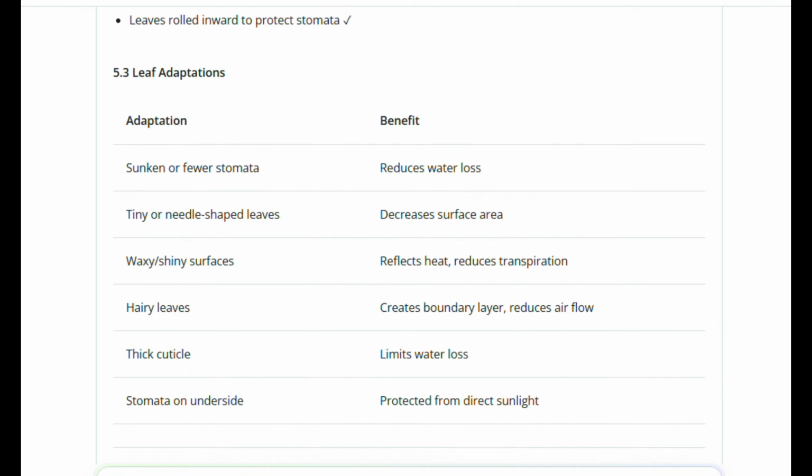Waxy or shiny surfaces reflect heat because those surfaces are shiny. When the sunlight shines directly at that leaf, the leaf reflects the light, then reflects the heat. This reduces transpiration, so they are better adapted. That is the benefit: it reflects the light and reduces transpiration.